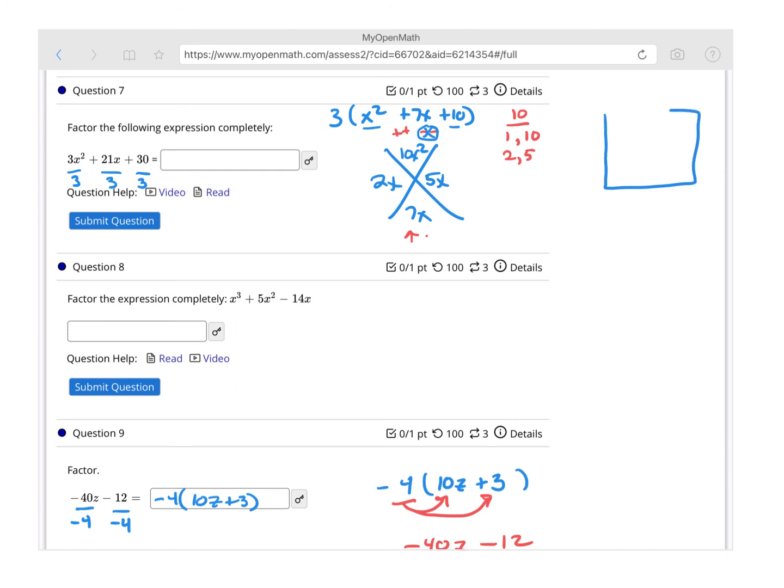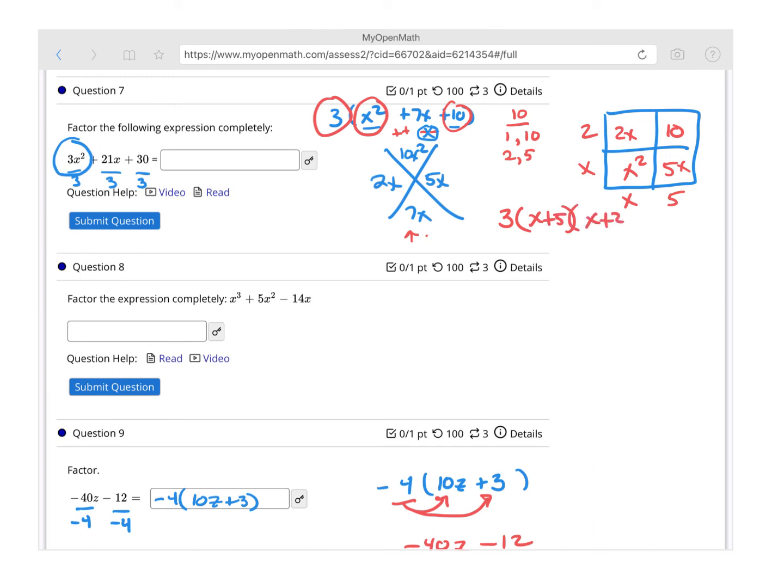So now when I do my box, I'm not going to go back to my original one here. I'm going to go back to what we had here after I factored the 3 out. So that's x squared and 10. Then we have 2x and 5x. So I have x times x. That's going to be 2. That's going to be 5. So my final factor is going to be 3. I can't forget about that 3 I factored out in the beginning. Then we have x plus 5, and we have x plus 2. So that's how you combine them.